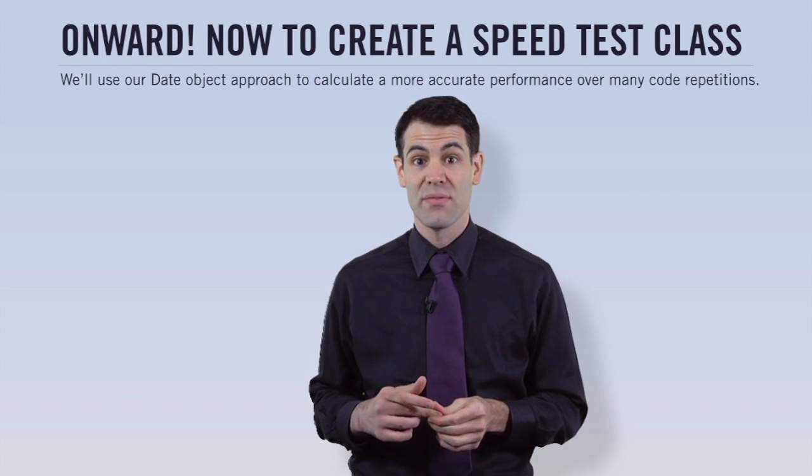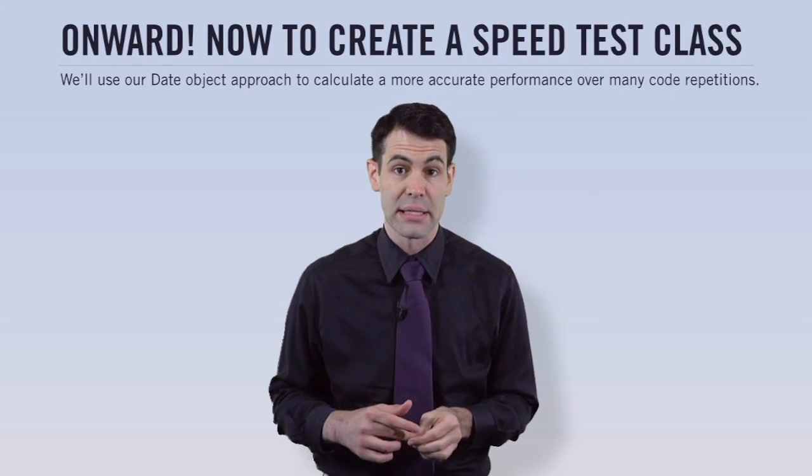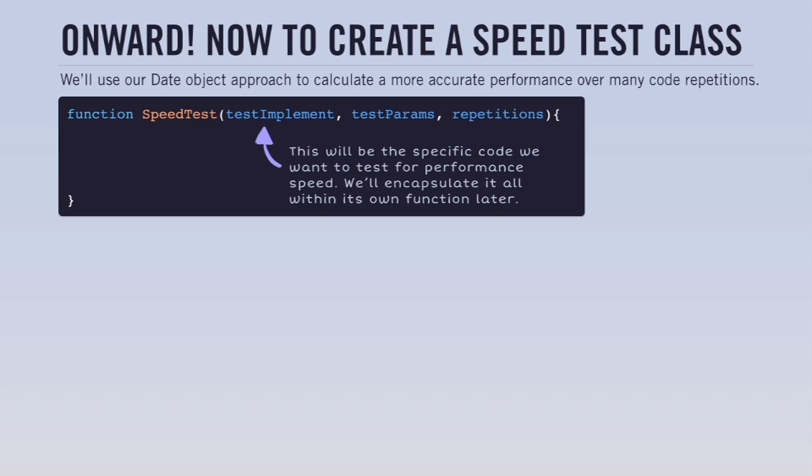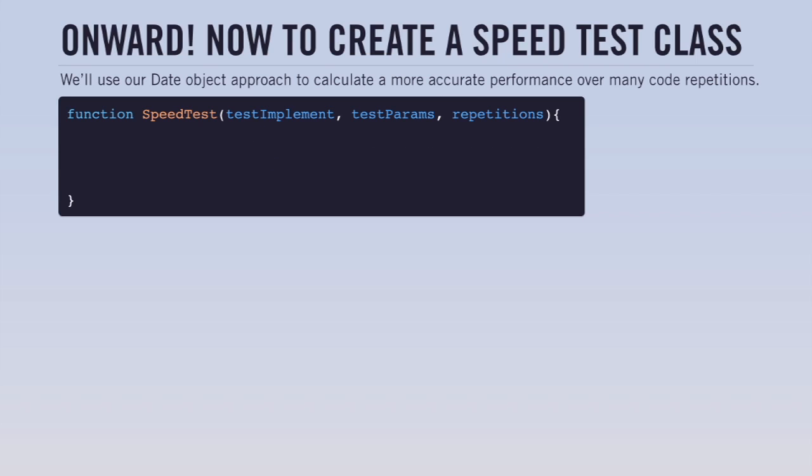So now with that, we can begin to create our very first speed test class. Let's take a look at that. So the first thing we'll do is we'll establish a speed test constructor function. And inside the parameters of that function, we will have three parameters: test implement, and that will be the specific code that we want to test for performance speed. We're going to encapsulate it in its own function later on and pass it in as an expression.